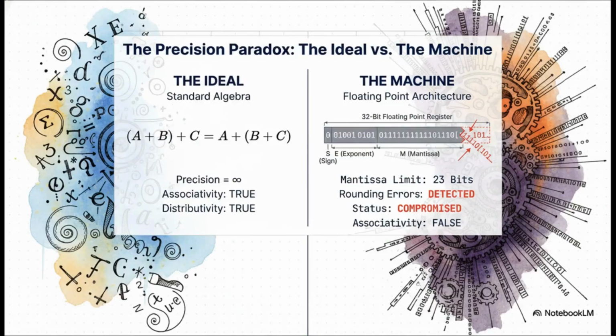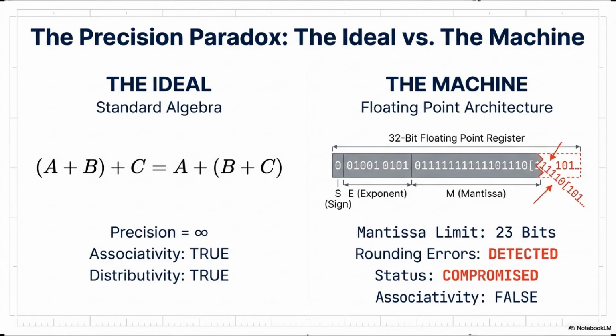And this right here lays out the core conflict perfectly. On one side, you have the ideal world of pure math, infinite precision, where the rules are always the rules. On the other side, you've got the machine, the gritty reality of finite computer hardware, where that 23-bit limit means every single calculation is a tiny compromise, a potential rounding error that can break those perfect laws.